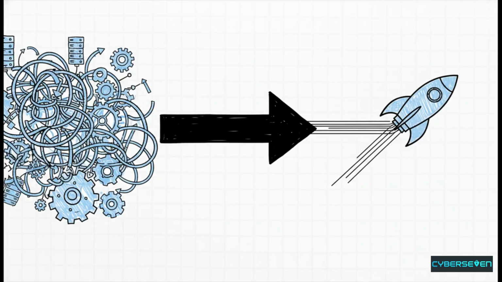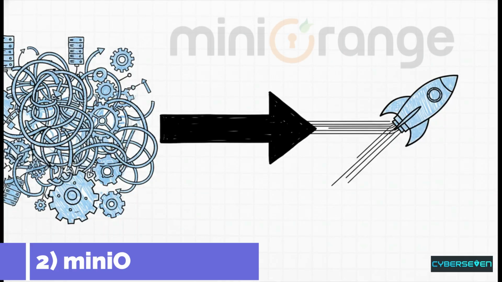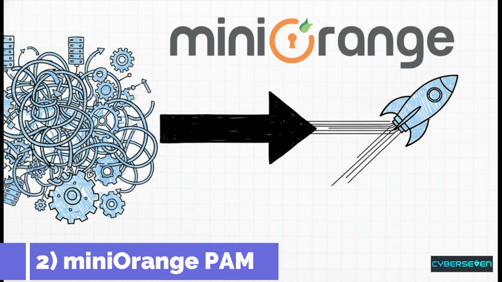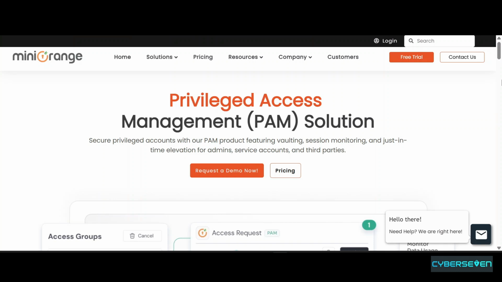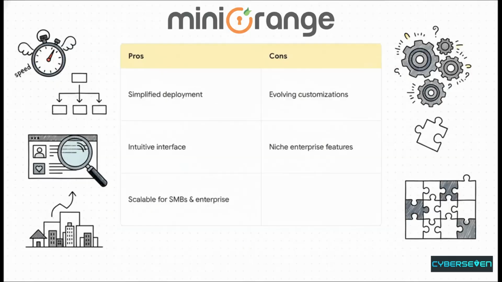Next, we've got a completely different kind of player, miniOrange. Let's call this one the Agile Unifier. It's really built for companies that want top-notch security, but without all the old-school complexity. Yeah, the whole story with miniOrange is about being simple and fast. Because it's agentless, getting it set up is way quicker and less of a headache. Users love the interface, and it's built to grow with you, whether you're a small business or a huge enterprise. The trade-off? Some of the super niche, advanced customizations are still a work in progress.